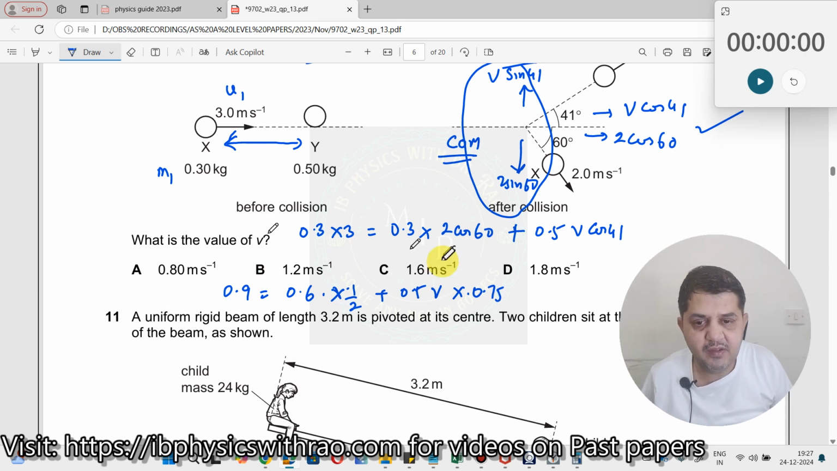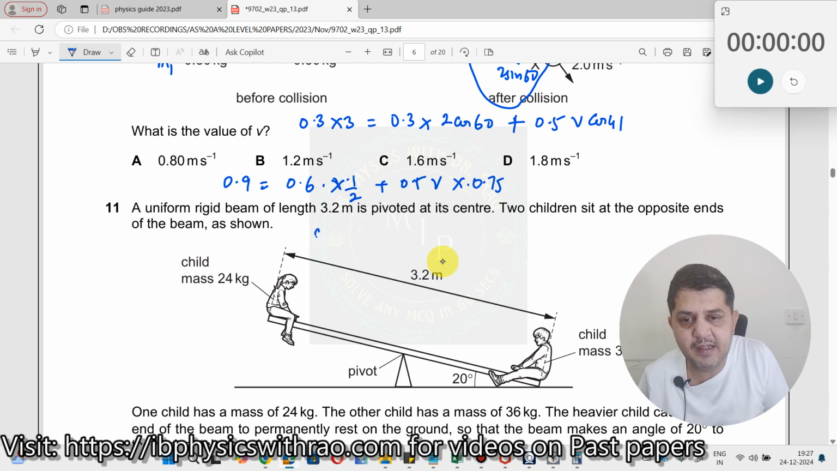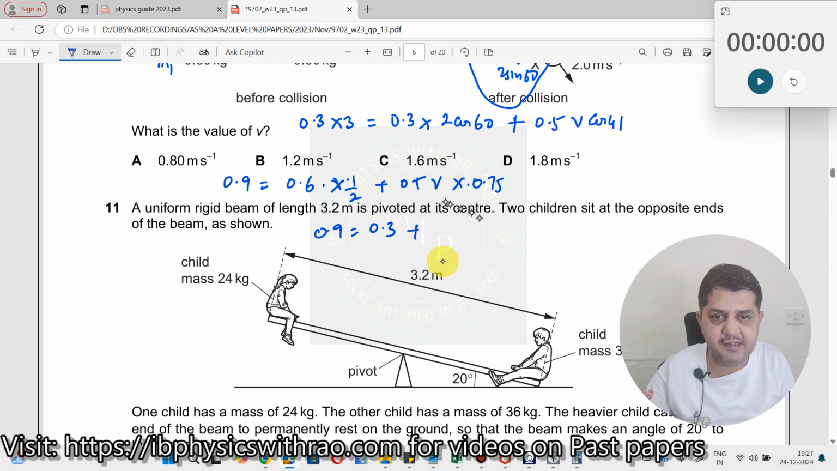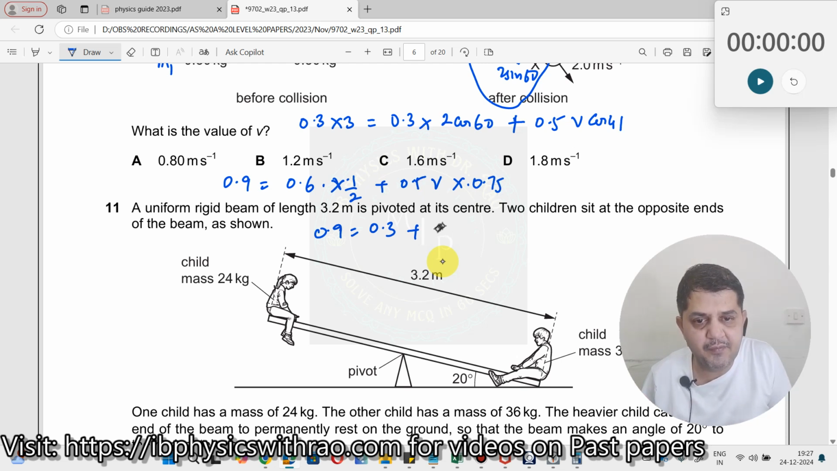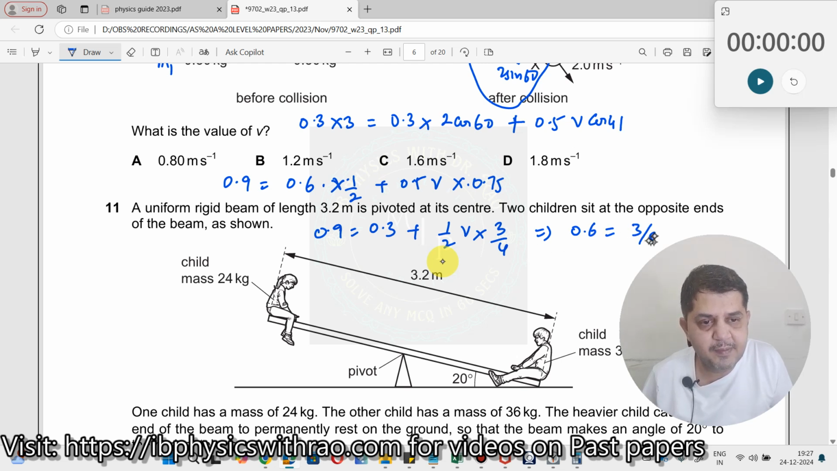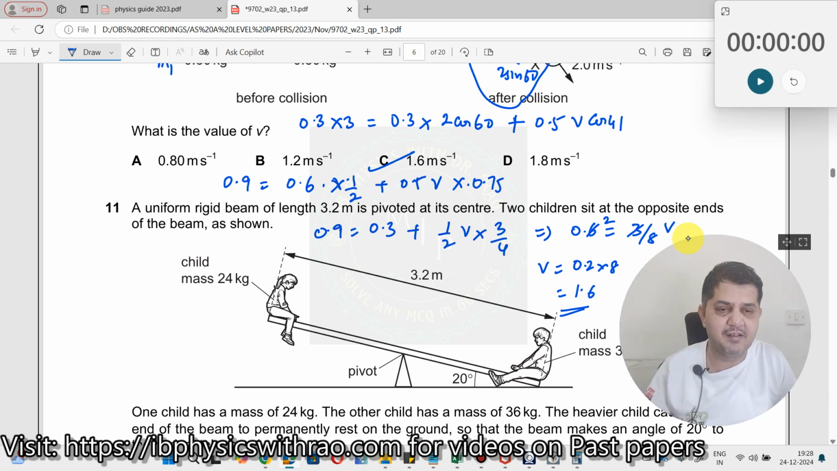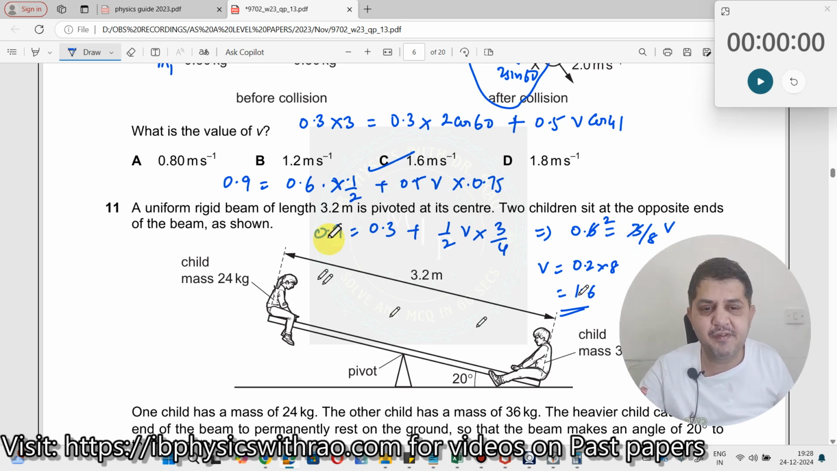Now let us solve this. This should be 0.9 is equal to 0.3 plus 0.5 into 0.75. What is it? This is half multiplied by 3 by 4, plus a half v into 3 by 4. I need to do it faster, right? So this should be 0.6 equal to 3 by 8 v, or v should be equal to 0.2 multiplied by 8, which should be equal to 1.6. Answer is 1.6. Got it, right? Without using a calculator. So this is the way you need to do this problem.